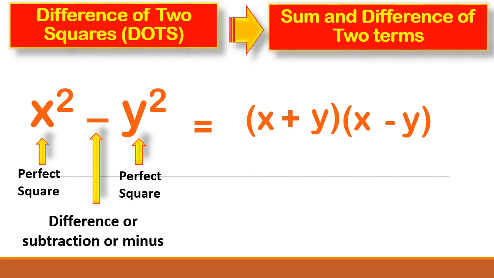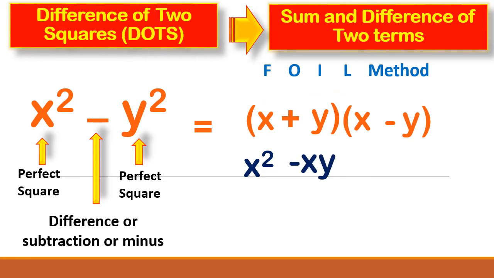So using this general definition, let's see why that actually works out. So we can check this out by using the FOIL method. So FOIL means multiplying the first terms, the outer terms, the inner terms, and the last terms. So we have x times x equals x squared. X times negative y equals negative xy. Y times x equals positive xy. And y times negative y equals negative y squared.